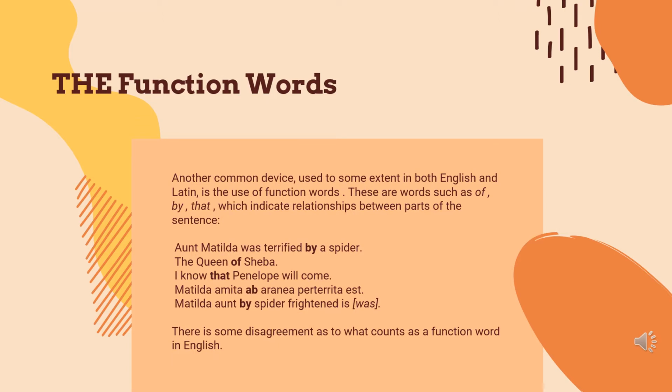The function words, another common device used to some extent in both English and Latin, is the use of function words. These are words such as of, by, that, which indicate relationships between parts of the sentence. For example, our Matilda was terrified by a spider, the Queen of Sheba. I know that Penelope will come. Matilda owned by spider frightened is. There is some disagreement as to what counts as a function word in English.